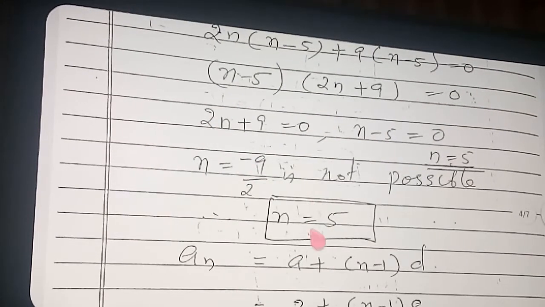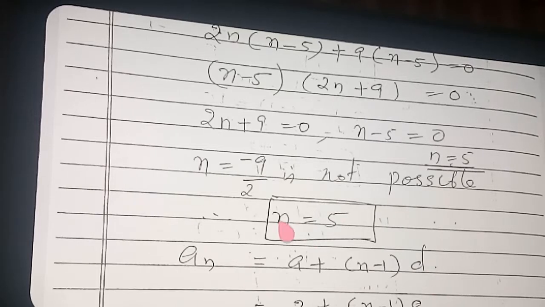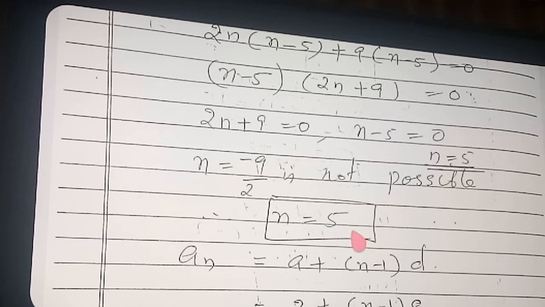But you know n is, what is the meaning of n? n is the number of terms. The number of terms will never become negative and never become a fraction. So is minus 9 by 2 possible? Not possible. Then which is possible? n is equal to 5 only is possible. So you got one answer. What is your question? Find n and an. So one answer got, I kept it in a box. What is the value of n? n is equal to 5.